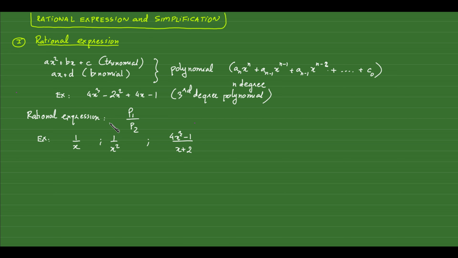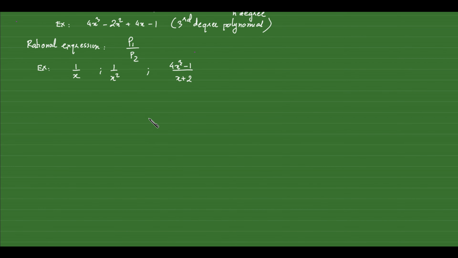Now I'm going to give you something else. Now you tell me whether this is a rational expression or not. This is example 2. What if I give you the square root of x squared plus 5 over x to the third plus 2x minus 1? Do you think this is a rational expression?